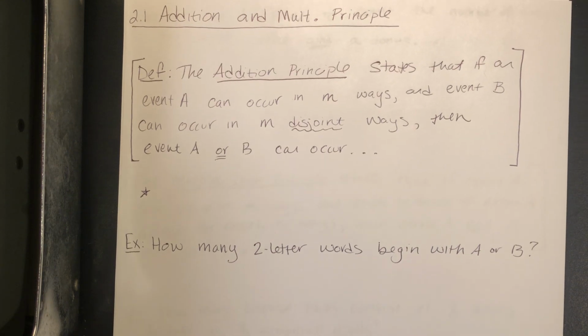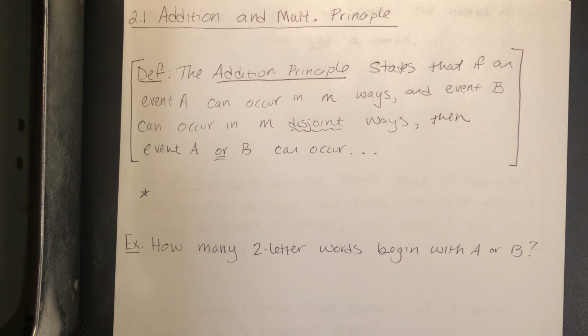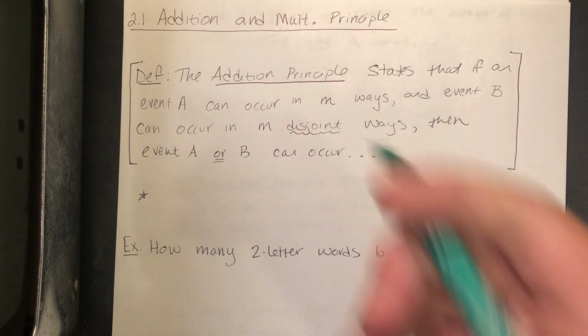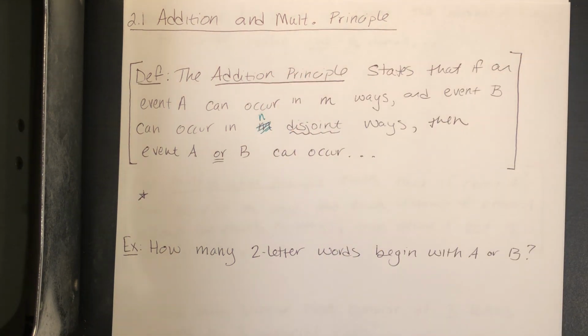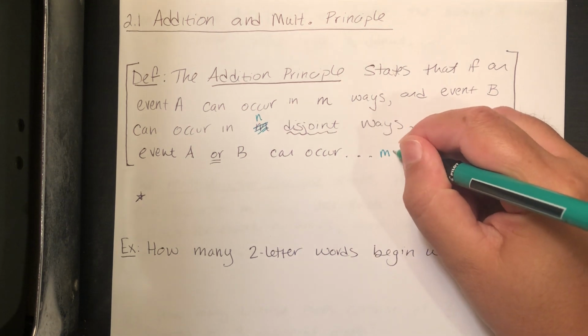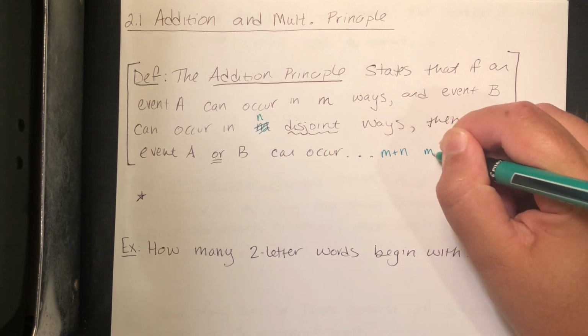But the addition principle states that if some certain event A can occur in m many ways, and another event B can occur in, whoops, I use the same variable here. It doesn't have to be the same number. Let's say n disjoint ways. Then event A or B, one or the other, can occur in m plus n many ways.